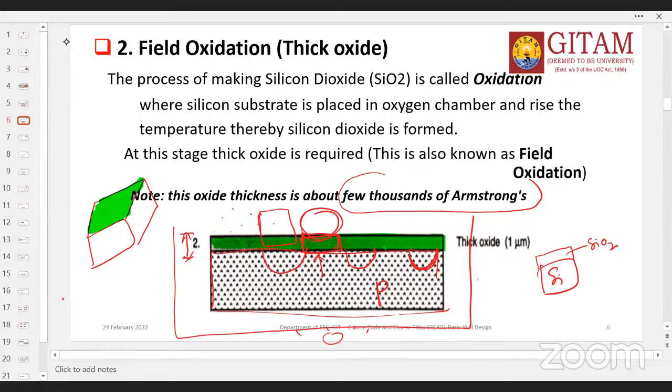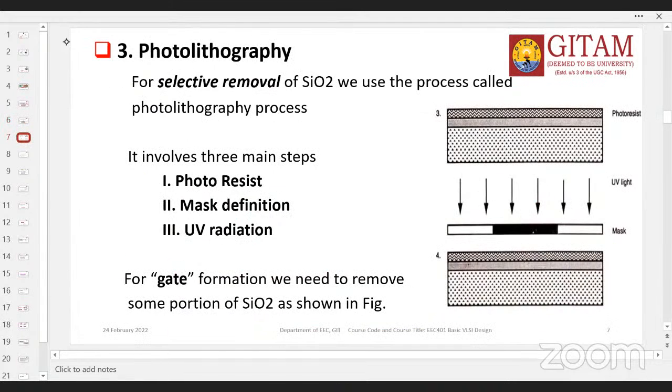Okay, whatever the area under this one, the oxide below the oxide, whatever the area is, that is not at all exposed by any kind of radiations. Okay, that's what we will see now. What exactly is the meaning of this one?